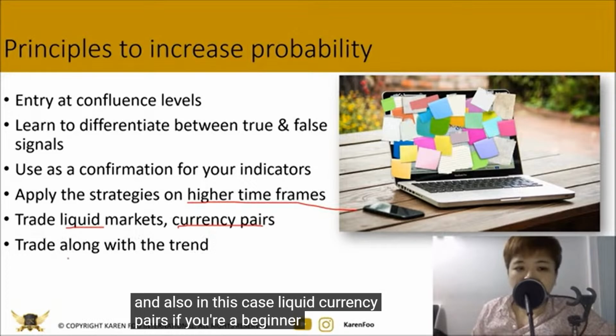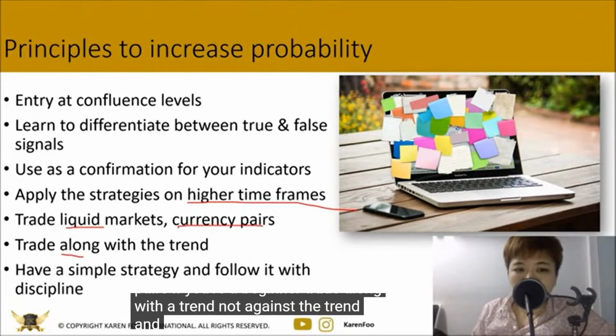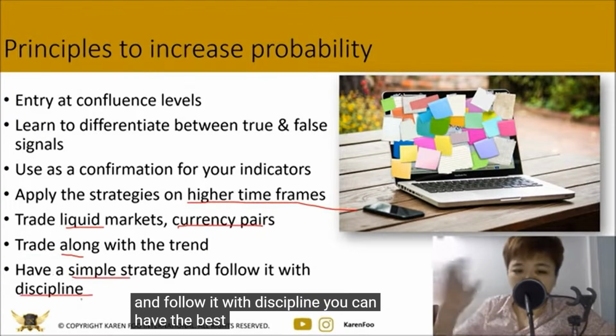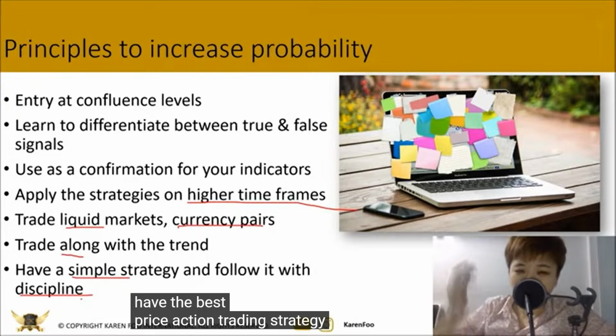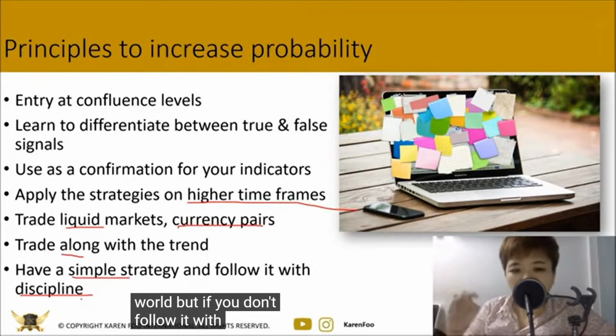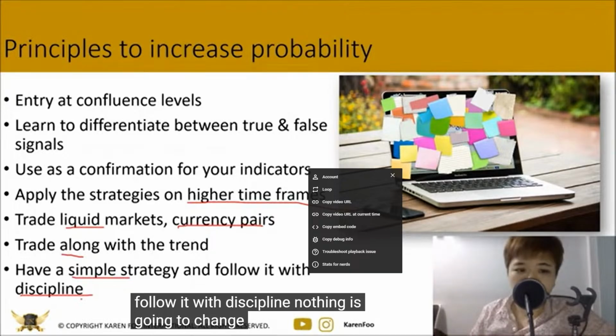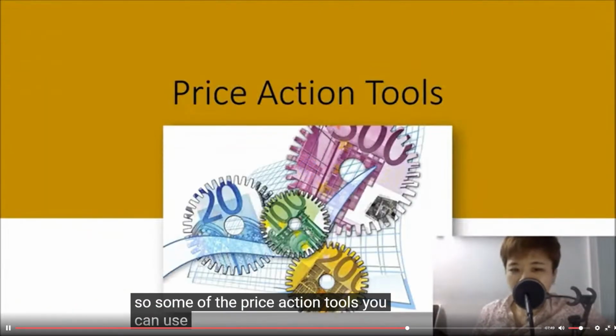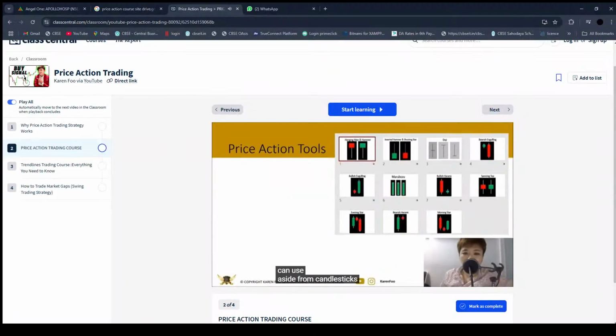So to further increase your probability, trade it on liquid markets, and also in this case liquid currency pairs. If you're a beginner, trade along with the trend, not against the trend. And make sure you have a simple strategy and follow it with discipline. You can have the best price action trading strategy in the world, but if you don't follow it with discipline, nothing's going to change. So some of the price action tools you can use, aside from candlesticks, you can use support resistance line.